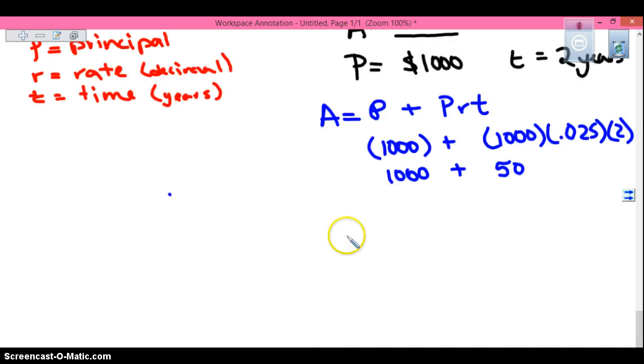So we work this out, we get 1,000 plus 1,000 times 0.025 times 2, so that means 1,000 plus 50. It means that the balance in the account would be $1,050.